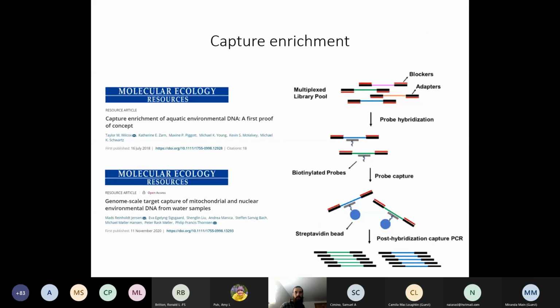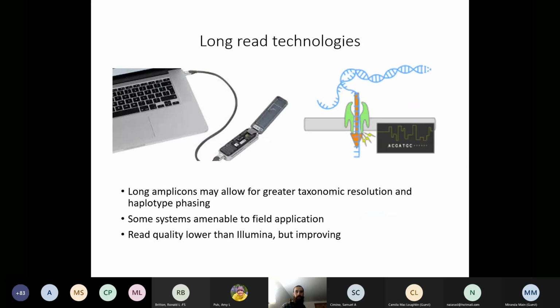And then another enrichment approach beyond PCR is capture enrichment. Here we're going to use something like primers, but they're actually called hybridization probes, in order to draw away our target DNA from our non-target DNA. Here are 2 papers you might go to. This bottom one on the left, I think, is particularly exciting, where they were able to target whole mitochondrial genomes of a fish species and reassemble those bioinformatically.